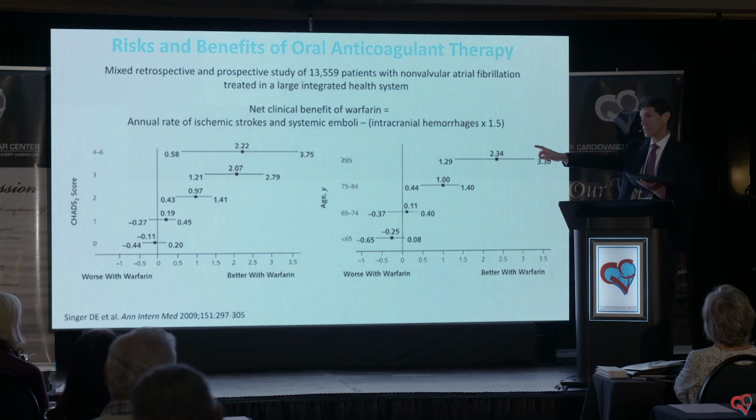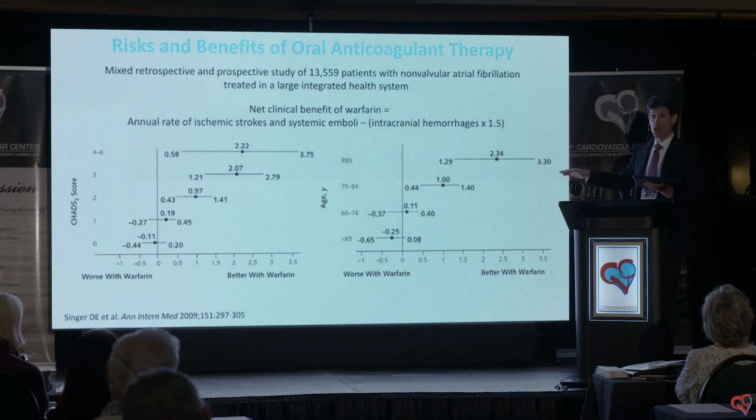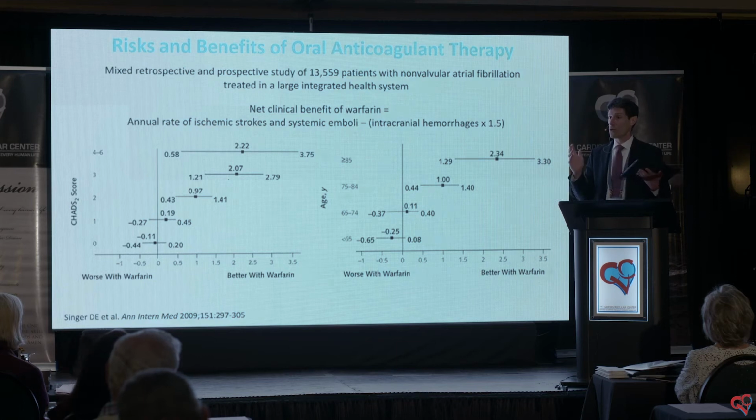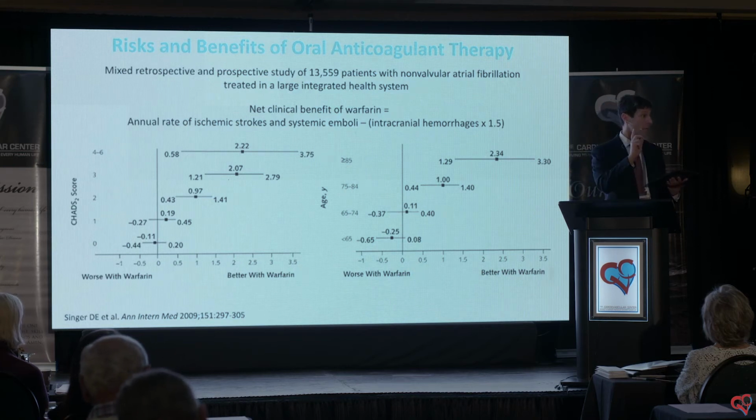Needless to say, on the left-hand side, as your CHADS-2 score goes up, the net clinical benefit is incrementally that much greater. But on the right-hand side, age, you see a greater and greater benefit from people who are older, in spite of the fact that that population potentially may be at higher risk of bleeding overall. So I want to strongly discourage withholding oral anticoagulant simply because of age, because that's the population as one ages that's most likely to drive the benefit because their risk of stroke or systemic embolism goes up.